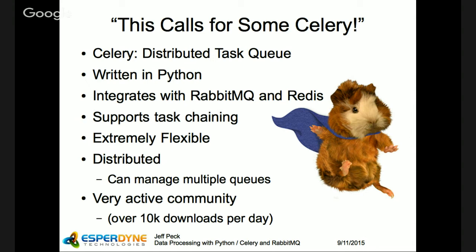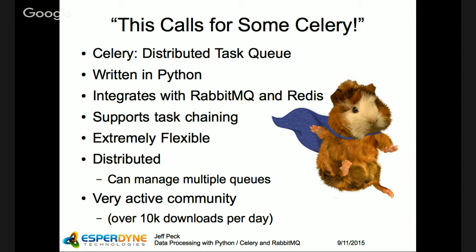Celery is a distributed task queue, and it's written in Python. It integrates with a number of message brokers and backends, including RabbitMQ and Redis, and we'll talk a little bit about them as we go. Now, a big thing, it supports task chaining, as well as task grouping and chords.